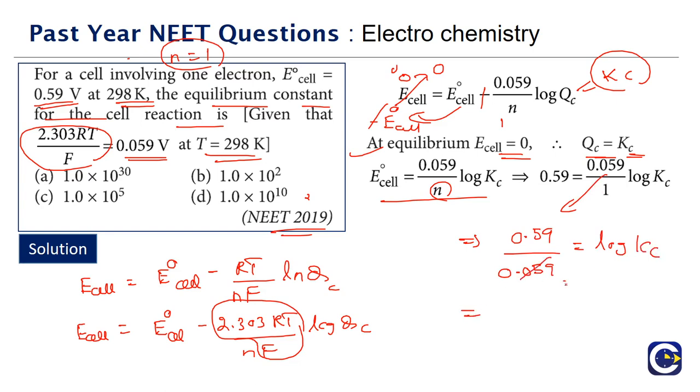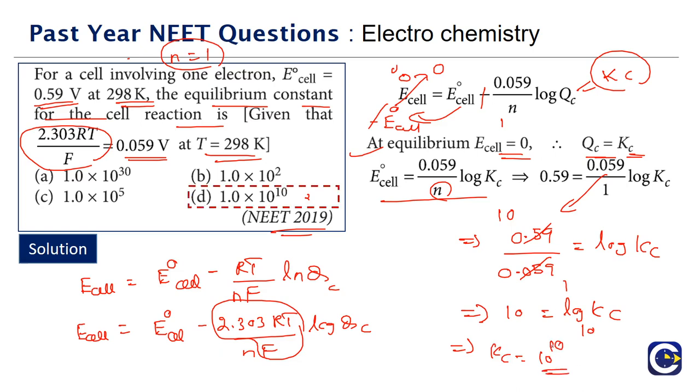So that is 10, which will be log Kc. Logarithm here is basically the decimal logarithm. So if log of Kc is 10, it means Kc will be equal to 10 to the power of 10. So the correct answer for this is option D. Again, this is another straightforward question on the Nernst equation.